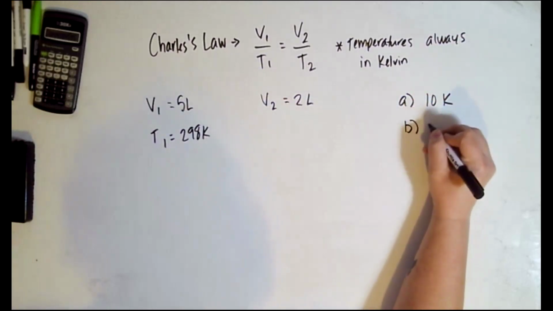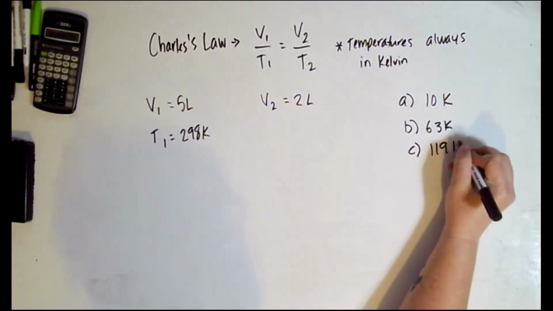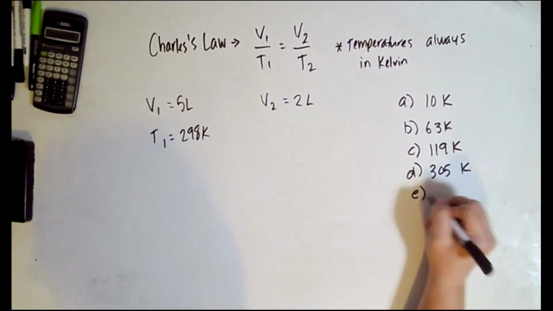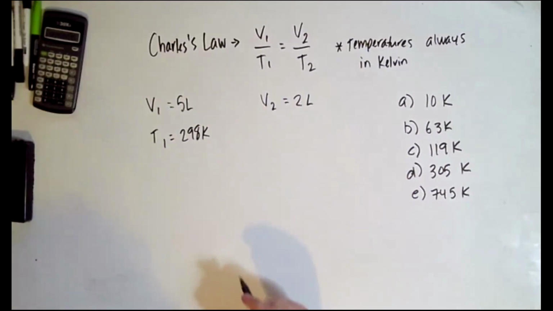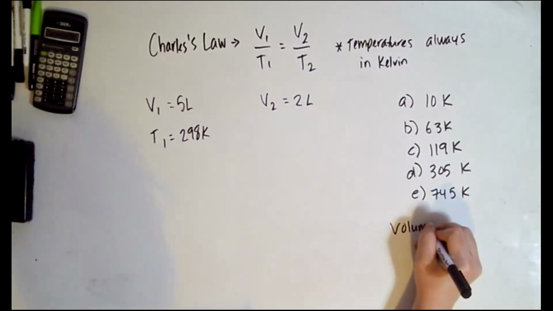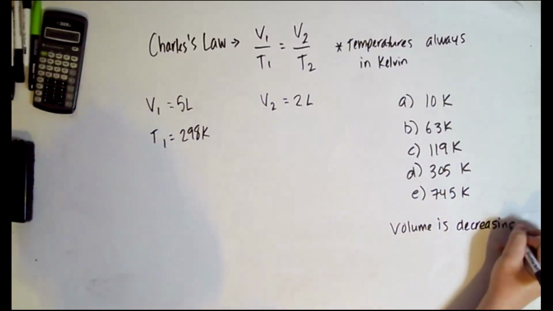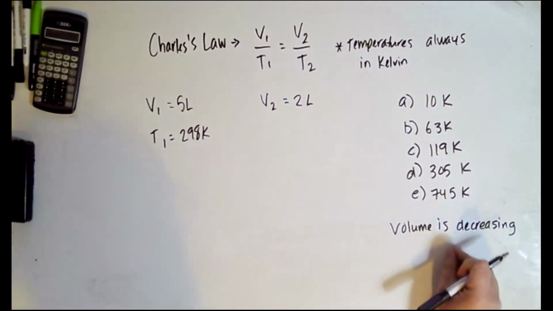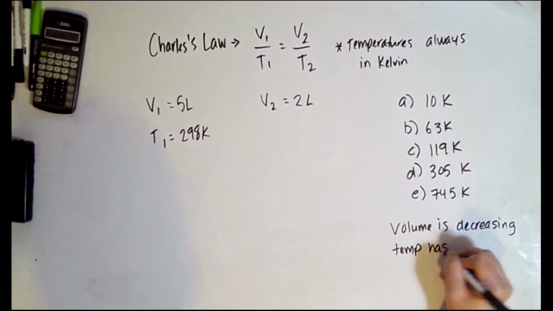The answer choices that were given here: 10 Kelvin, 63 Kelvin, 119 Kelvin, 305 Kelvin, 745 Kelvin. What we see here is that our volume is decreasing. Write that over here. They're telling us our pressure does not change and our volume is decreasing. If our volume is decreasing, then our temperature has to decrease along with it.